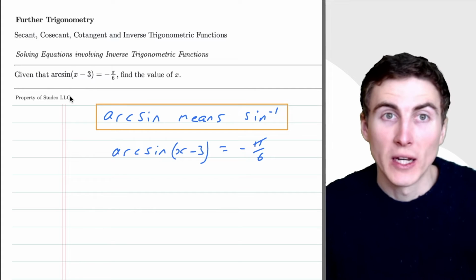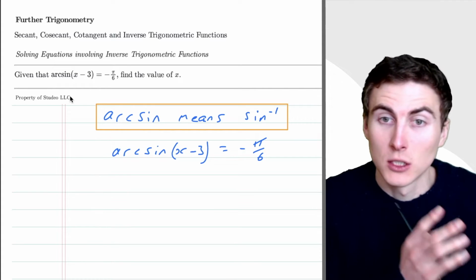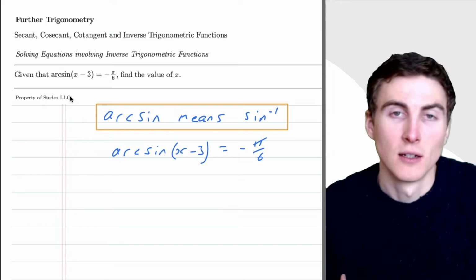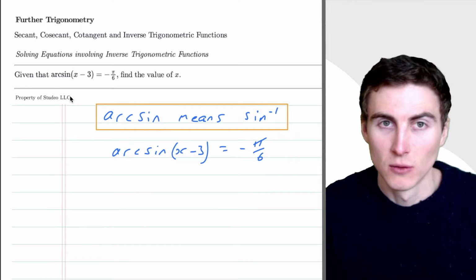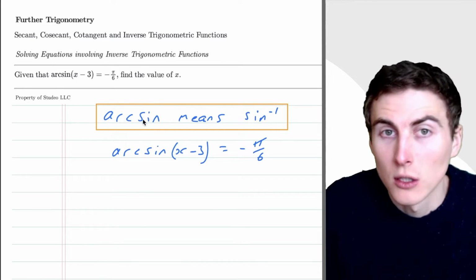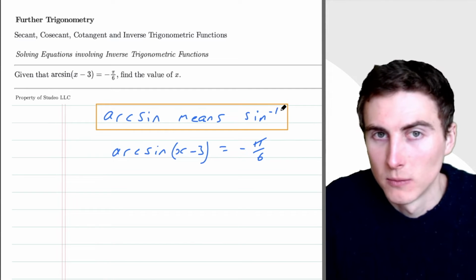So remember, we looked at arc functions in an earlier video where you have arcsine, arccos, and arctan. And they are inverse trigonometric functions. So arcsine basically just means sine to the power of -1.